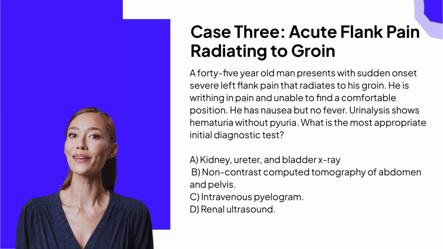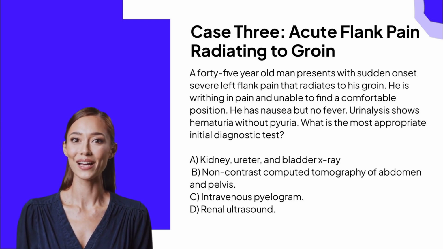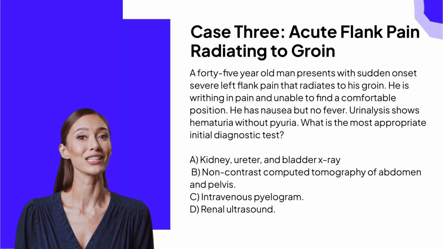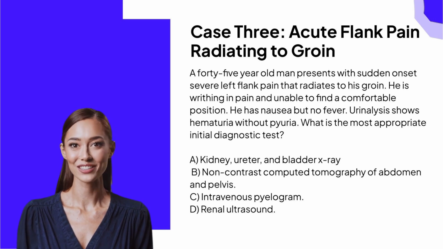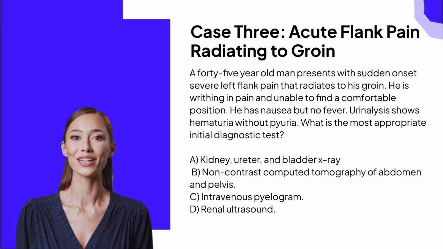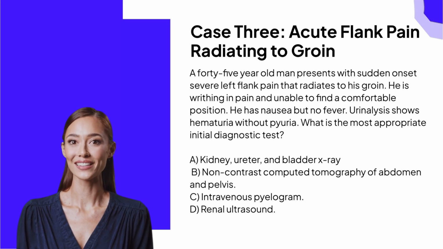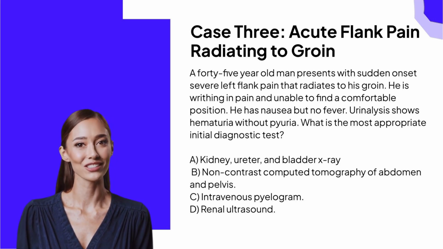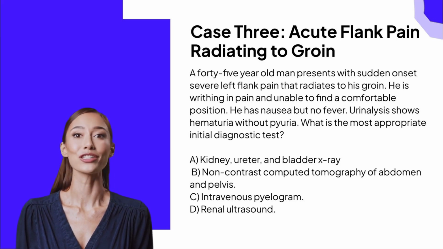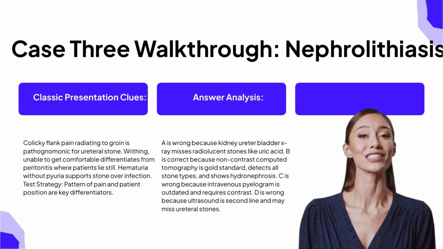Key details: 45-year-old man, sudden onset, severe left flank pain radiating to groin, writhing in pain and can't get comfortable, nausea but no fever, UA shows hematuria without pyuria. Several classic features here: the radiation pattern, the patient's inability to find a comfortable position, and the urinalysis findings. The question asks for the best initial diagnostic test. Think about your answer. Let's break down this nephrolithiasis case.